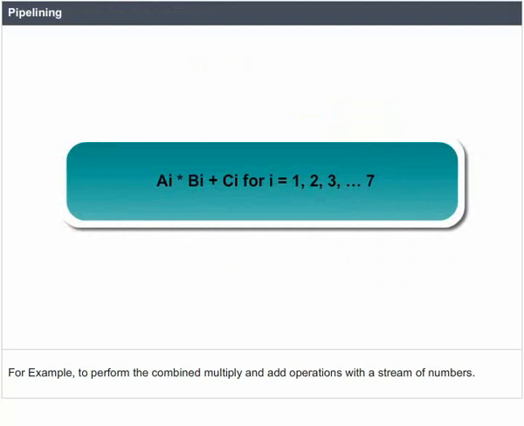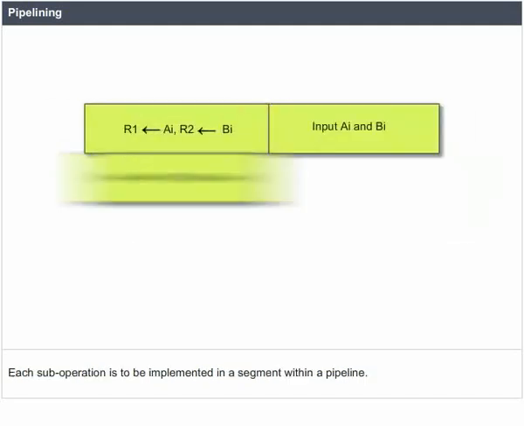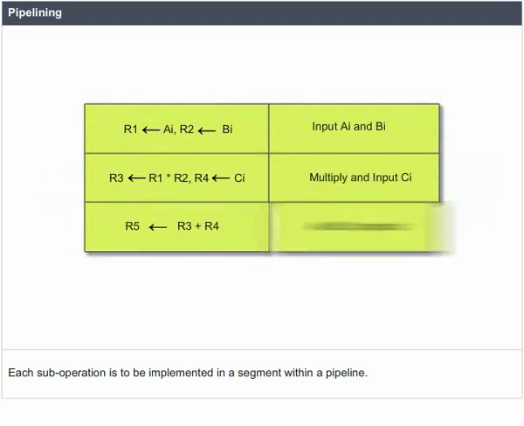Pipelining. For example, to perform the combined multiply and add operations with a stream of numbers, Ai * Bi + Ci for i = 1, 2, 3, 4, 5, 6, 7. Each sub-operation is to be implemented in a segment within a pipeline. The sub-operations performed in each segment of the pipeline are as follows.